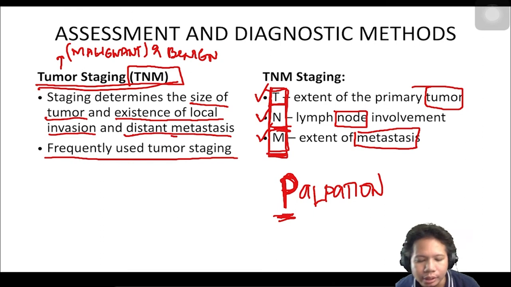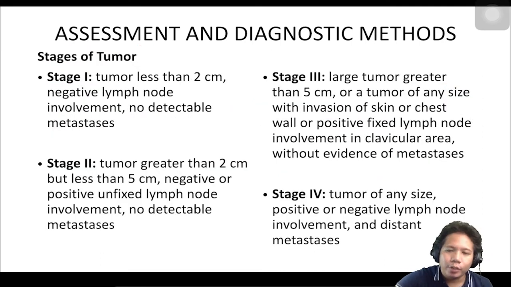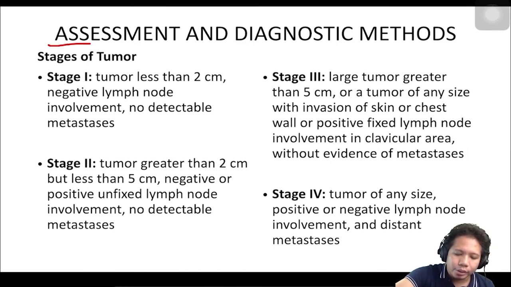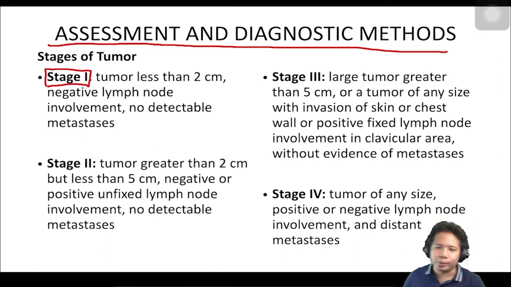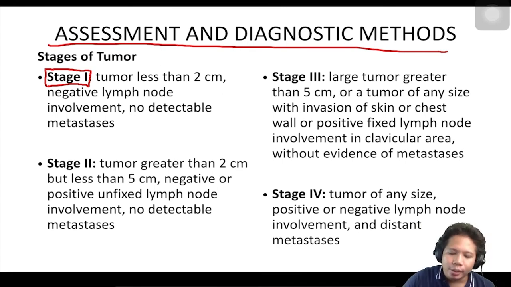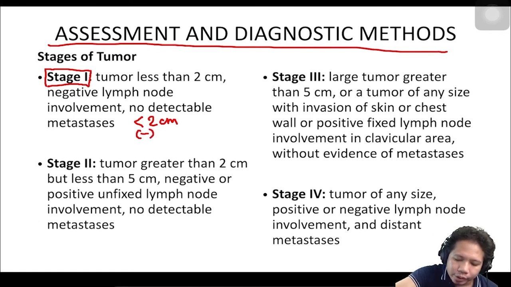Okay, let's move on to the assessment diagnostic methods. We have the stages of tumor. Let me just go through them. Okay, so stage 1, the easy level, the chill level, our first stage. Let me simplify these words. The tumor is less than 2 cm, so it's small. And there's no lymph node involvement in the nearby areas, meaning no enlargement of your lymph nodes. I'll just put negative lymph node. And then there's no metastasis. I'll just put mets for short.